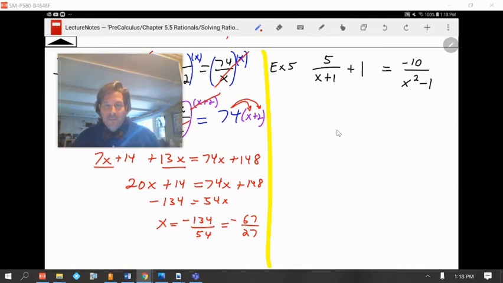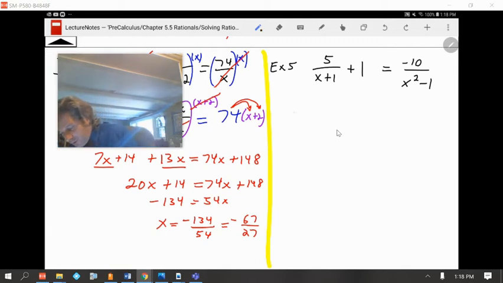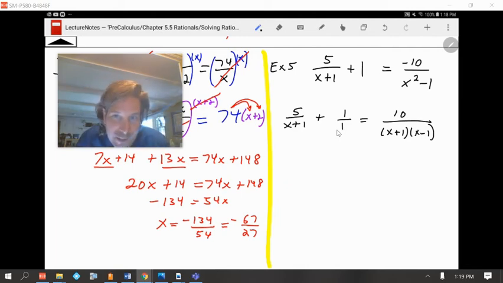Number 5. What you've got to notice, because it will make your life so much better, is that the denominator factors. This is 10 over x plus 1 times x minus 1. You must factor that denominator. If you don't, and you multiply everything through by an x plus 1, and then you multiply everything through by an x squared minus 1, you will have multiplied by an x cubed in total, which would give you a much bigger equation that you might then go, I don't know how to solve this. You want to multiply through by the least common denominator.